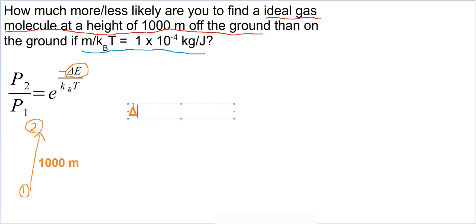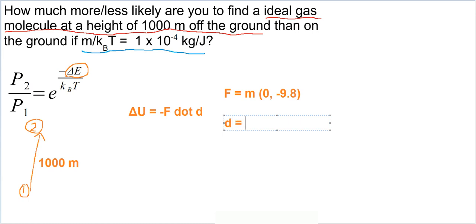And for that relationship, our change in gravitational potential energy can be found by taking our force and dotting it with our displacement. Now, we've done this a bunch of times. Our force here can be found by taking the mass of our object and multiplying it by the acceleration due to gravity. And here, our displacement is literally 1,000 meters up in the air.